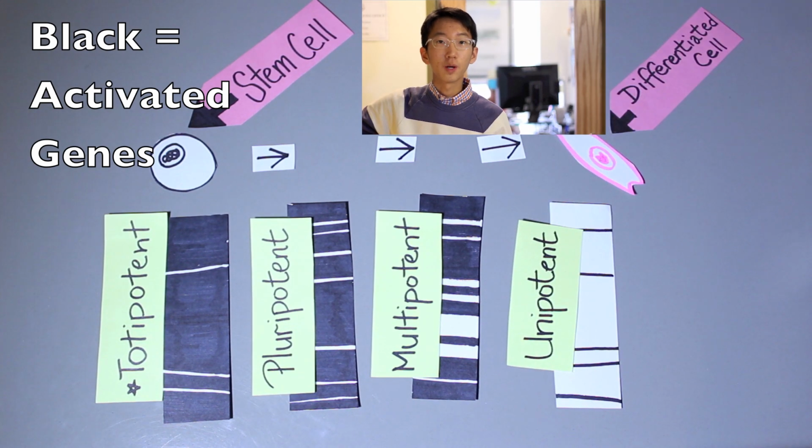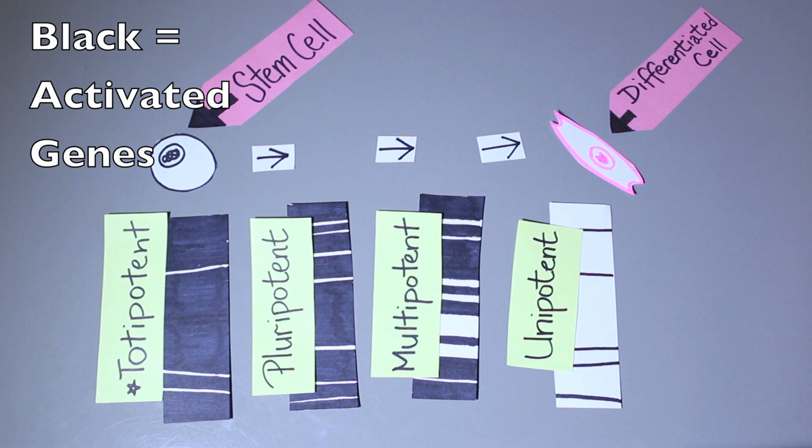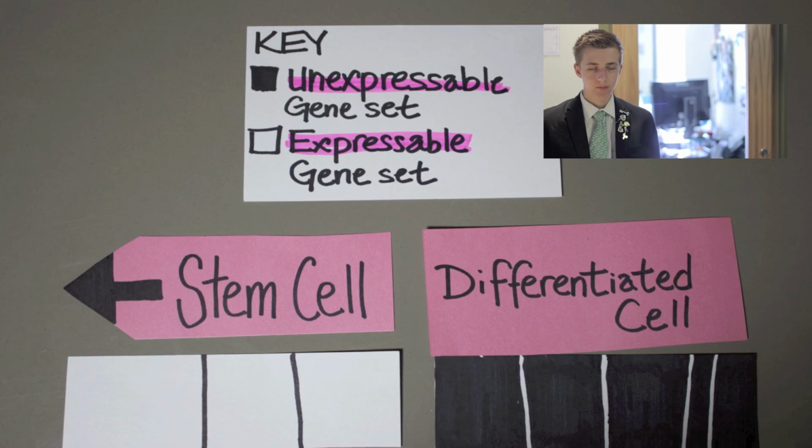Unipotent cells can only replicate and cannot differentiate any further. Because unipotent cells are not able to differentiate, they are not technically a category of stem cells. How does one induce a stem cell to become specialized? It all has to do with gene regulation and expression.